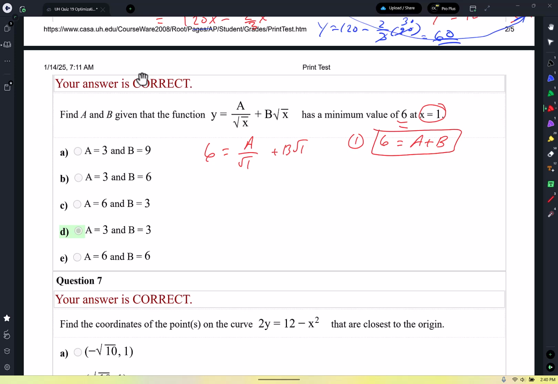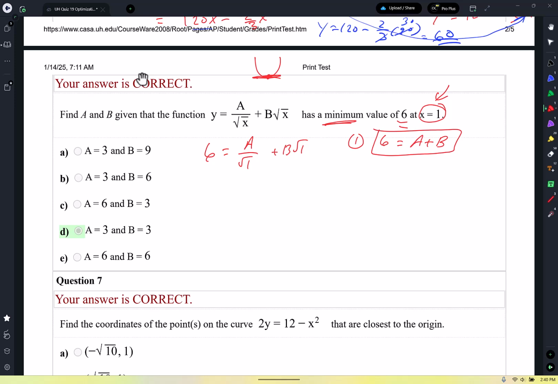Well, I know that I have a minimum when x is 1, so that means that my derivative is 0 when x is 1. Why? Because at minimums, guys, you have a critical number there. Your horizontal tangent is 0. So at maxes and mins, you have tangent slopes that are 0. So I'm going to take my derivative and set it equal to 0 when x is 1. Does that make sense?